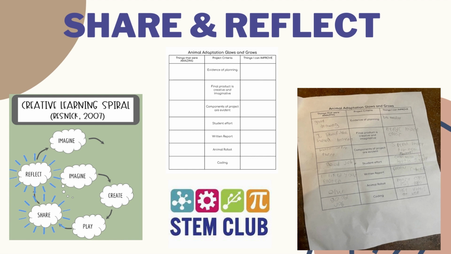Students were given the opportunity to share their final project with the members of the White Oak STEM Club. STEM Club members came to our classroom, and students participated in a gallery walk of the different animal adaptation robots. The STEM Club members filled out a Glows and Grows feedback form for each group of students. The feedback provided helped my students to see ways to improve their designs and make it better.